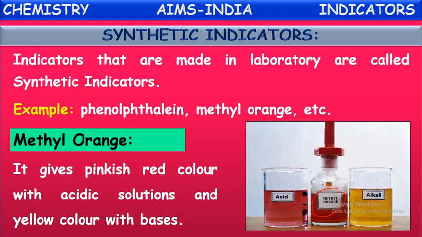When a few drops of methyl orange are added to an acid, the color of the acid turns into dark pink or red. When you add this methyl orange to a base, the color of the base changes to yellow. In this way, methyl orange can be used to detect acids and bases.